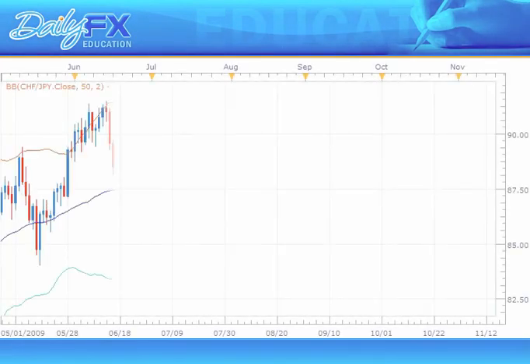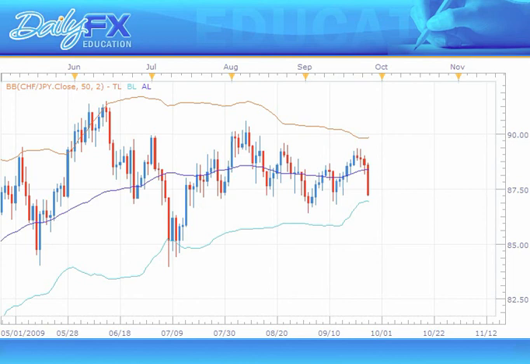You can see in this example, during the summer of 2009, the bands became horizontal and parallel. Most of the price action is contained within the bands, with only a few candles and some wicks of candles poking outside of the bands. By the time September 2009 was upon us, a trader could have easily seen the range-bound market developing.